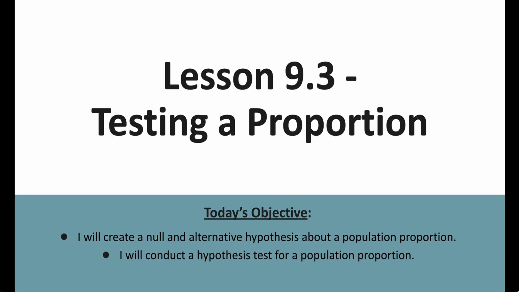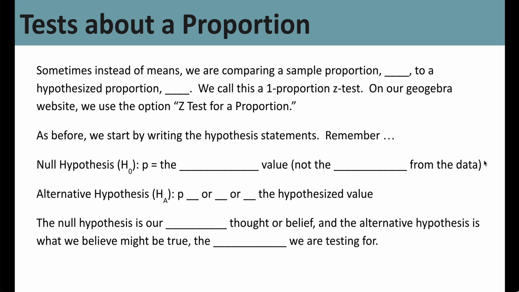So welcome to our last lesson of the unit and of the year, which is about hypothesis tests with proportions. We're going to talk about how we do categorical data. Sometimes instead of means, we are comparing a sample proportion, p hat, to some hypothesized proportion, which is p0. We call this a one proportion z-test, and on our GeoGebra website we use the option that says z-test for a proportion.